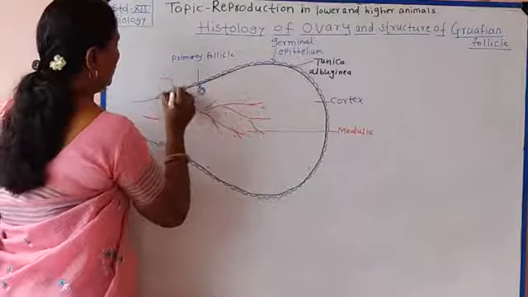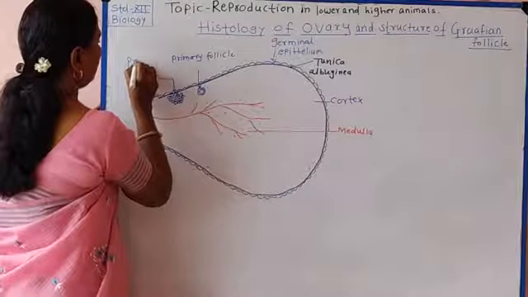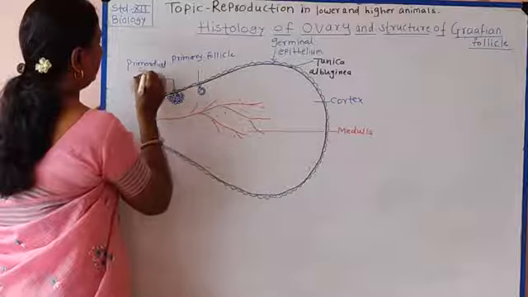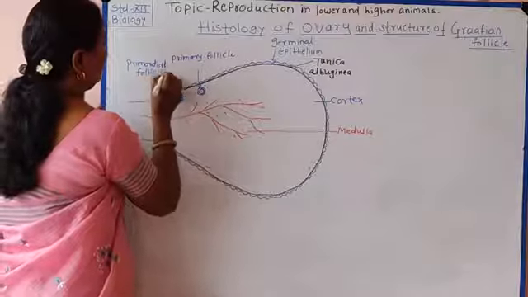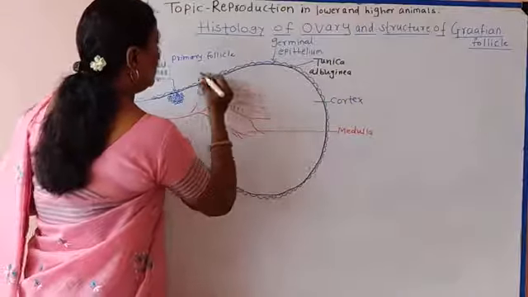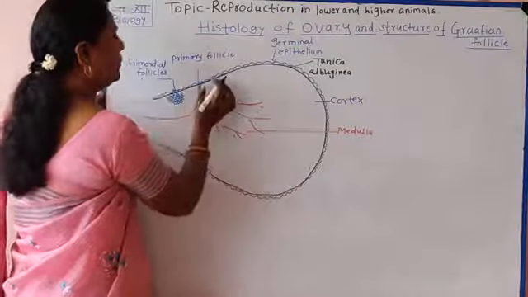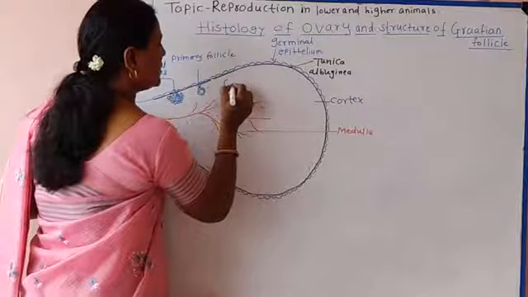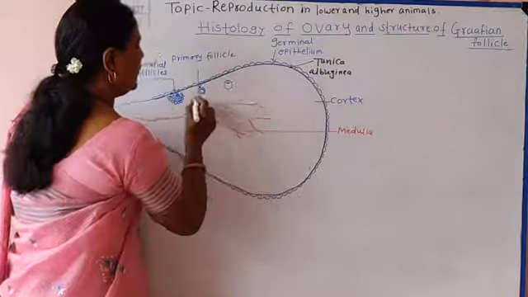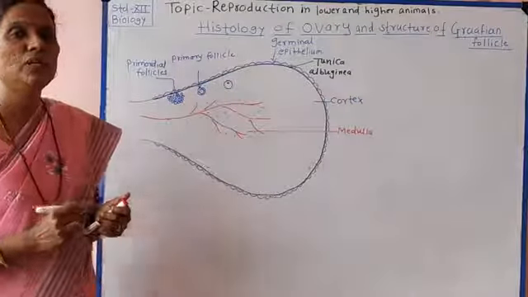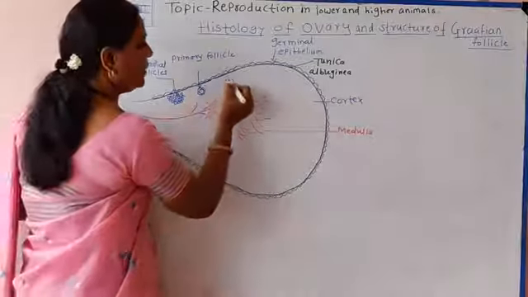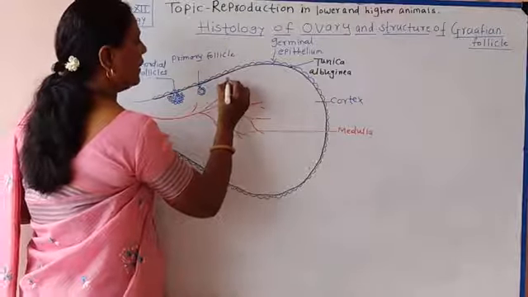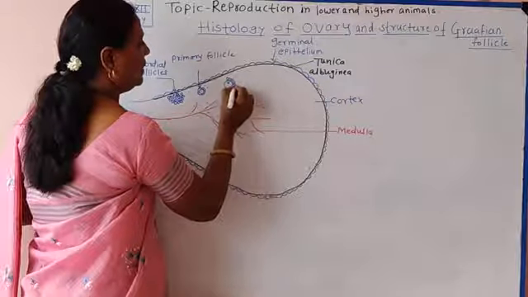These are the primordial follicles. Then the primordial follicles develop into primary follicles. Primary follicles develop into secondary follicles. So in this there is a primary oocyte. This is the central primary oocyte on which there are present such granulosa cells or follicular cells.